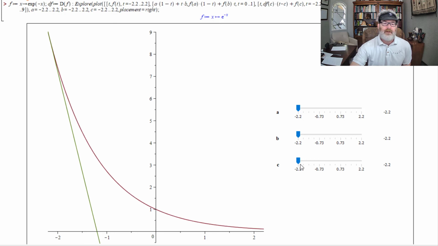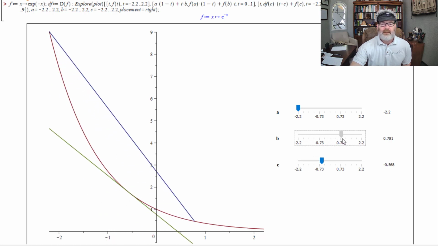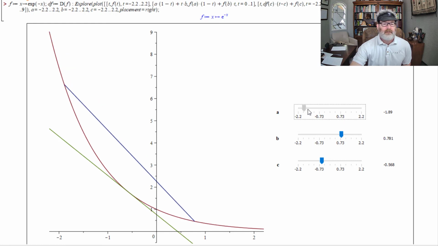So there we have it, our look at convexity being concave up. If the second derivative is positive, we're concave up. If the curve is always above its tangent line, it's concave up. And the definition being every secant line is always above the curve.